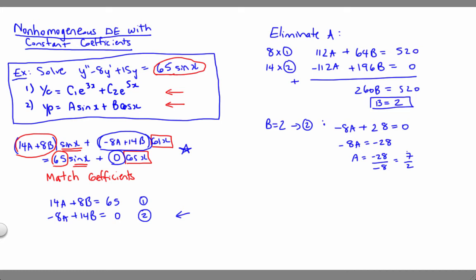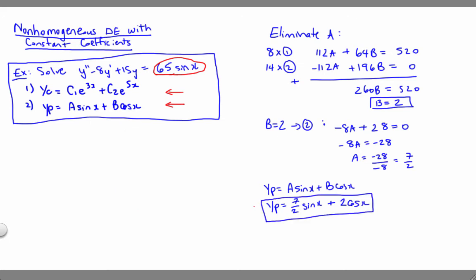Alright, so finally we're at the end of step 3. Remember that originally we said that yp had the form a sine x plus b cos x. Well, now we can be specific about what those coefficients are. A is 7/2, so 7/2 sine x, plus b is 2, so we're going to add on 2 cos x. So I'll just label this part step 3 so we know we're done with that, and 2 more very short steps to go.